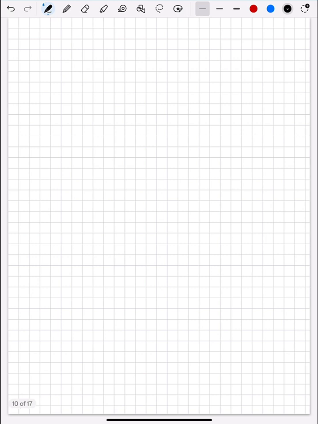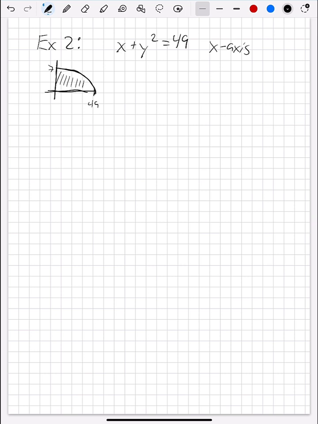The second example that I want to talk about for the shell method is if we are given something like x plus y squared equals 49. Just to give you an idea what that graph looks like, you can use Desmos to help you out on the graphing. It's kind of an oblong circle thing, and it crosses at 7 and 49. Our goal is to wrap this around the x-axis, which means that we need everything to be in terms of y.